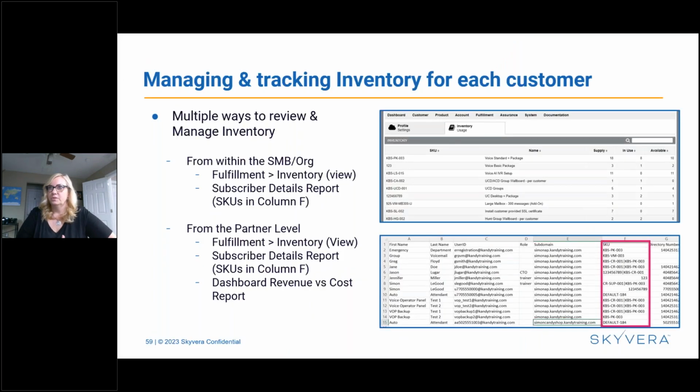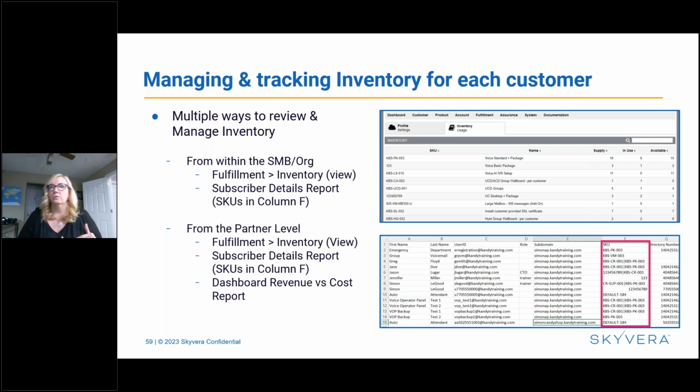So there's multiple ways to do this. If you're within a customer, you can go to fulfillment inventory and you can view it. And like Simon said, and I said as well, you can take a screen capture of it, print screen, put it in Paint, and then you've got it there. But if you really want to download and go through and see within the customer, you can go to either report and go to the subscriber details, or you could go to fulfillment subscribers, just download them from there. And you're going to see in column F what SKU they have, okay?